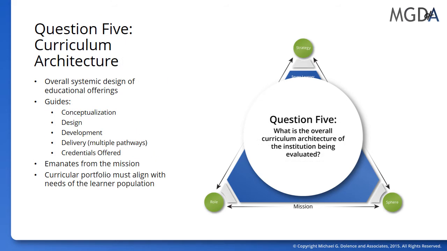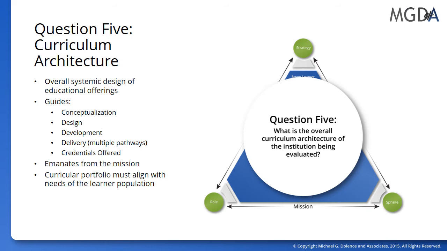The answer to the fifth question, what is the overall curriculum architecture of the institution being evaluated, provides a structural way for an institution to align its offerings with the populations it chooses to serve. The term curriculum architecture refers to the overall systemic design of an academic institution's educational offerings. Curriculum architecture, therefore, is the systemic design model guiding the conceptualization, design, development, and delivery of all learning pathways and credentials offered by an educational organization.